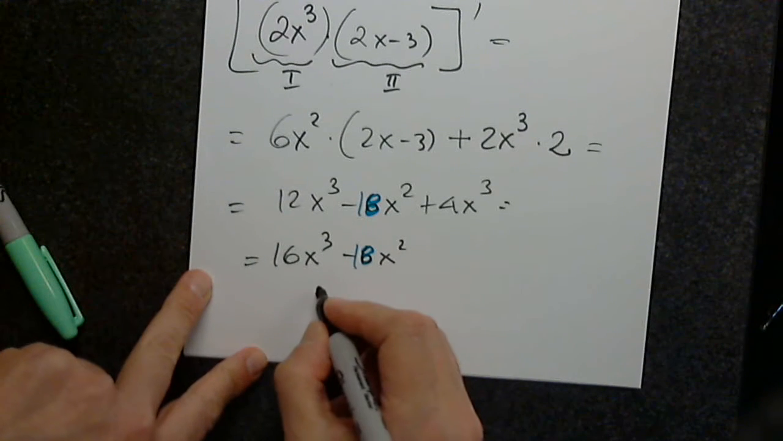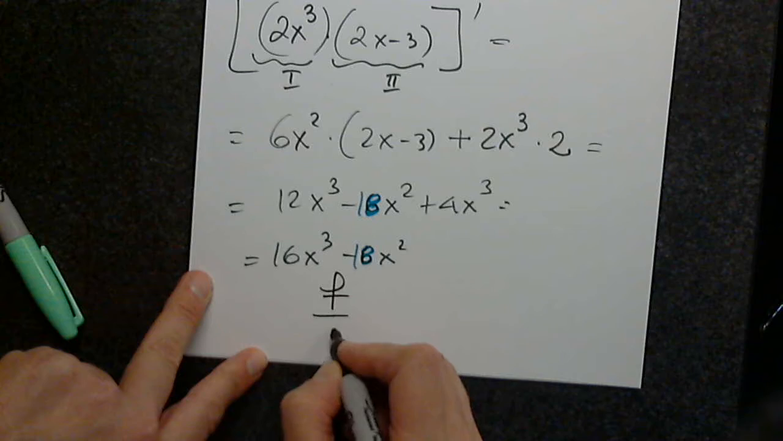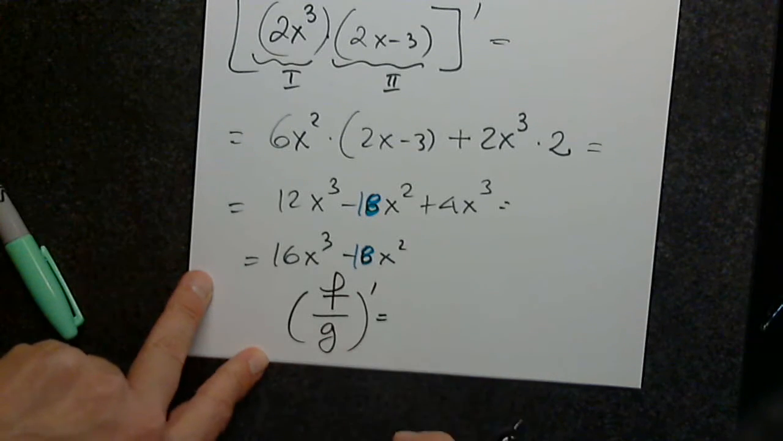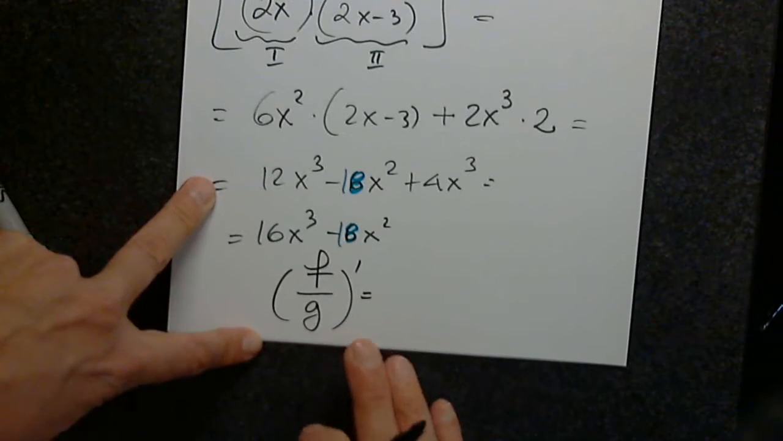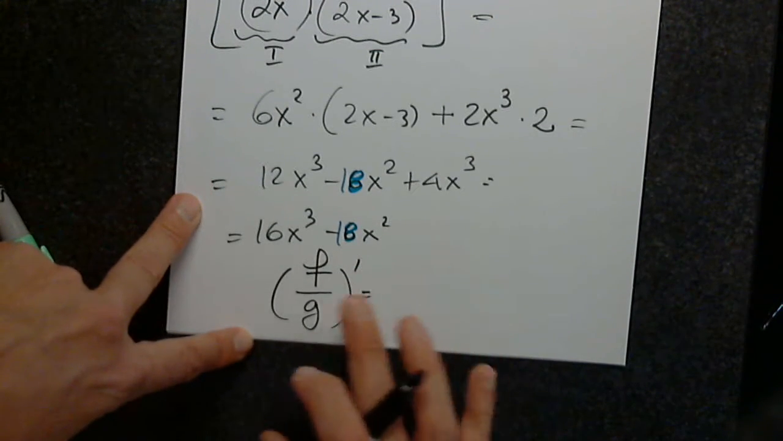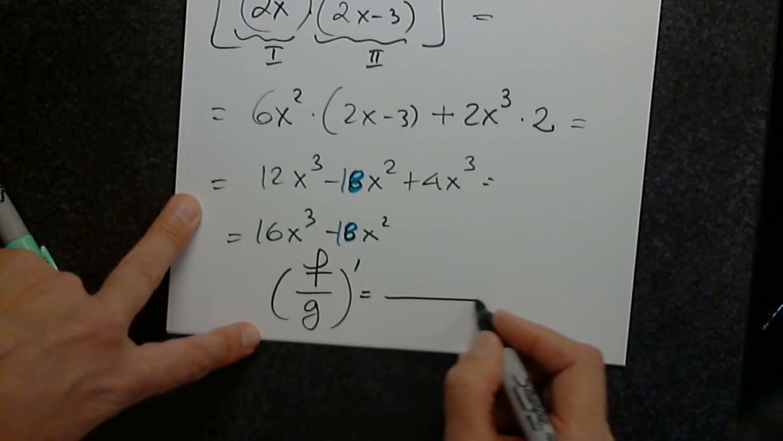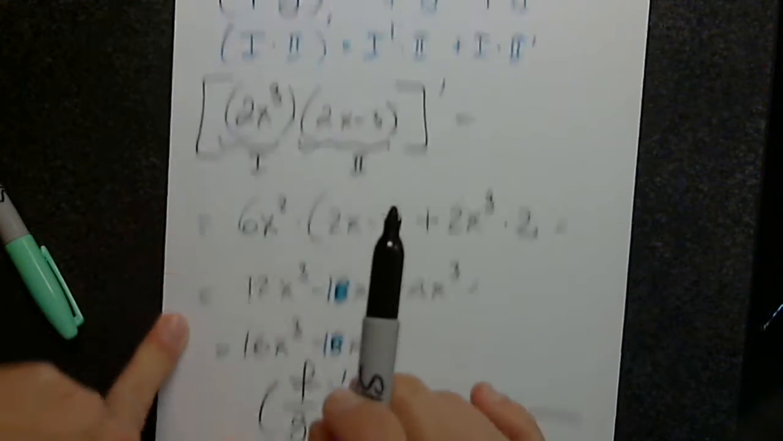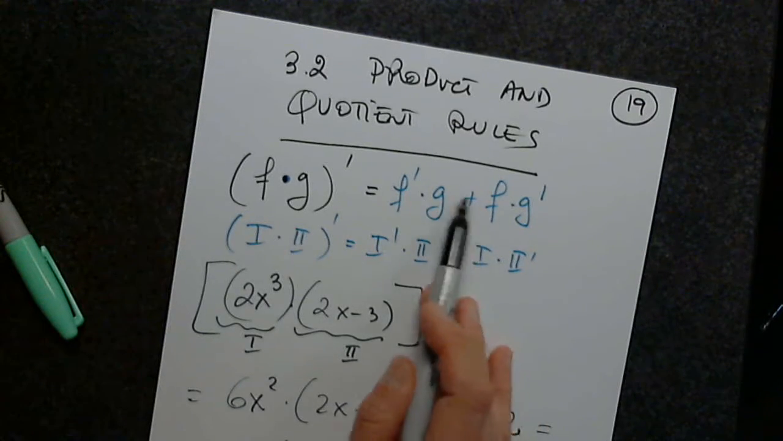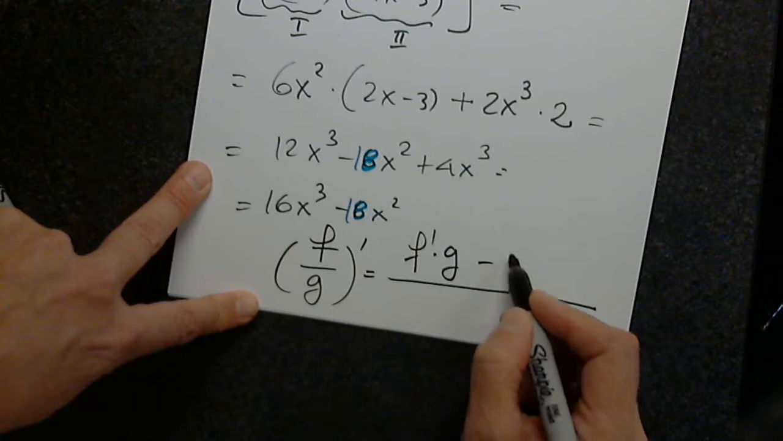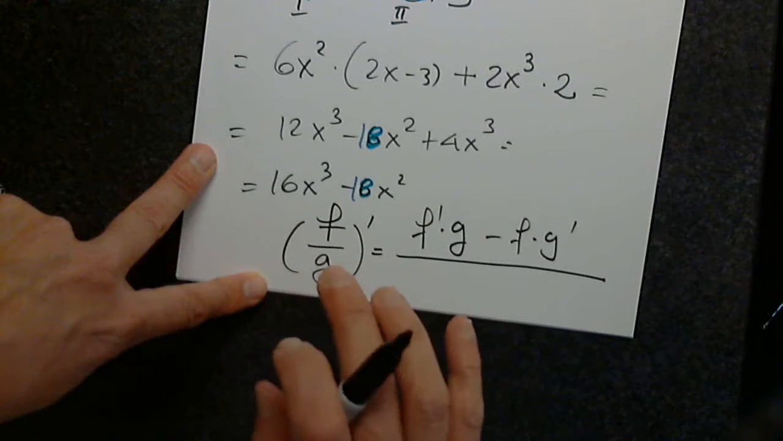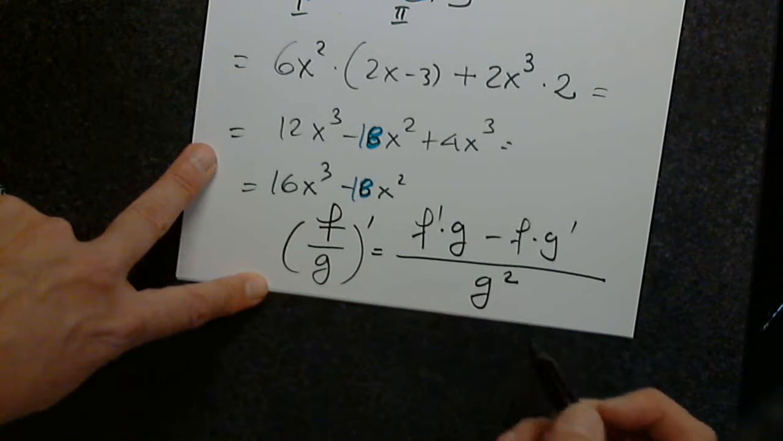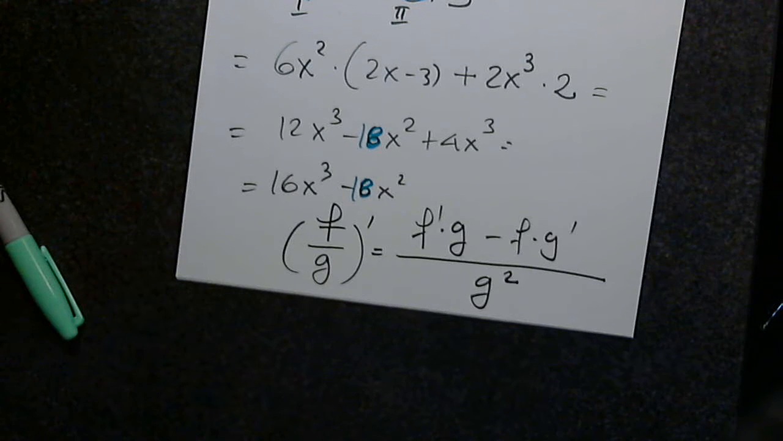Okay, so now let's look at the quotient. If we have a function divided by another function, do not try to invent anything. This is the product rule, and this is the quotient rule. You cannot say f prime over g prime. That's not allowed. The top is very similar to the product rule, but it has minus in it. Identical, but minus in it. So f prime times g minus f times g prime. The denominator is simply the function in the denominator squared. So these are two rules that we have to memorize.